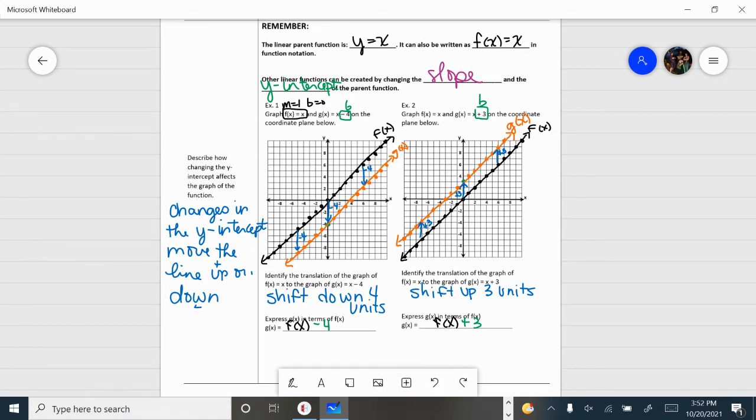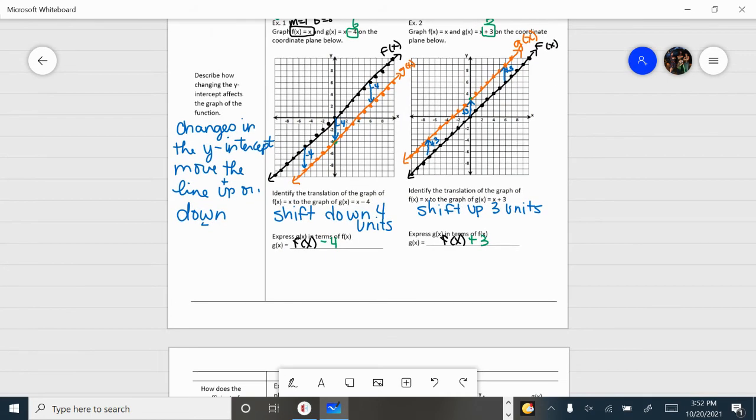But notice it did not change our slope. Our lines are still changing at the same rate that they were changing before. You notice we actually created 2 sets of parallel lines on example 1 and example 2. These lines are never going to touch because they have the same slope. They're changing at the same rate. They are just starting at a different point.